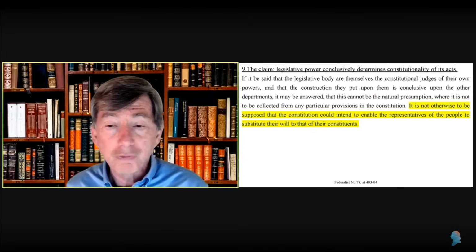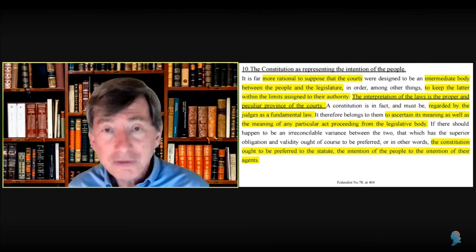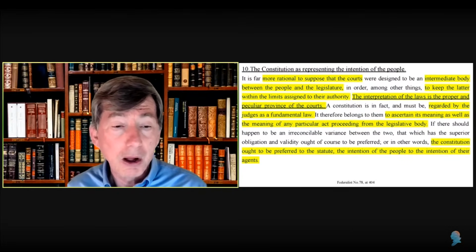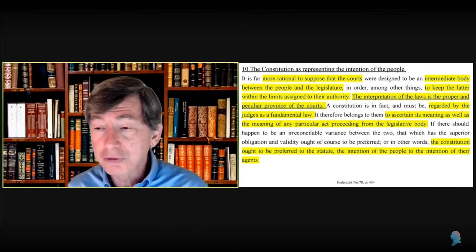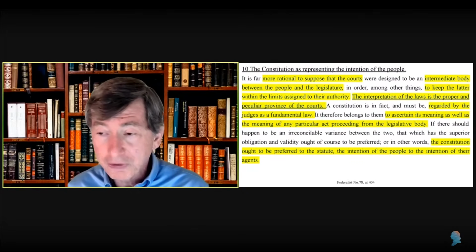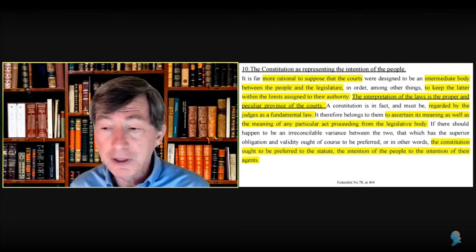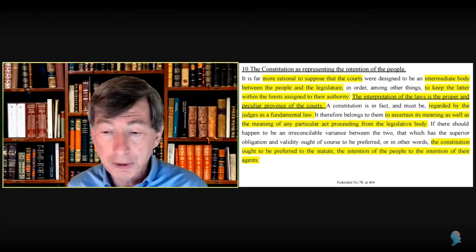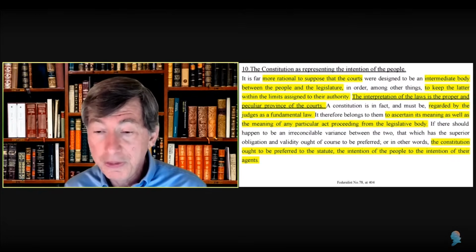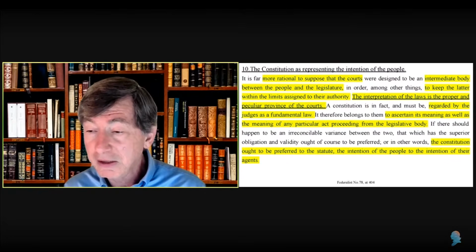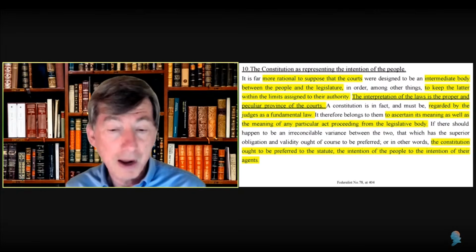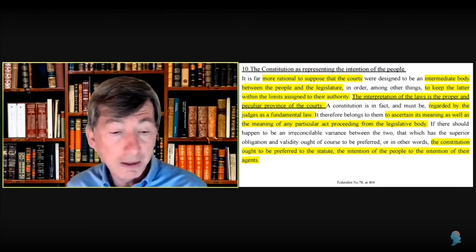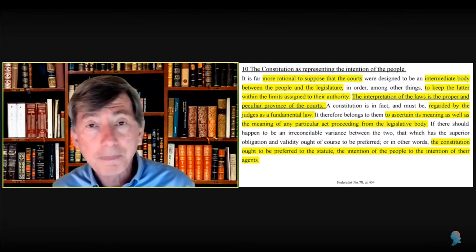The Constitution as representing the intention of the people. This is key, and this is what we'll see Marbury is based on as well. "It is more rational to suppose that the courts are an intermediary body between the people and the legislature to keep the latter within the limits assigned to their authority." Now notice, "the interpretation of the laws is the proper and peculiar province of the courts." I'm going to come back to that in the next slide. "They must be regarded as judges of fundamental law."